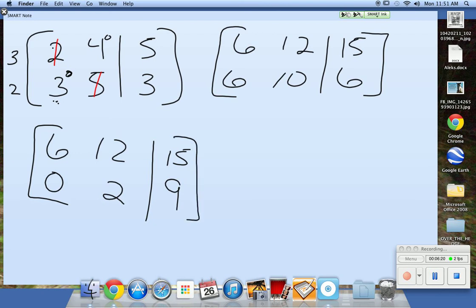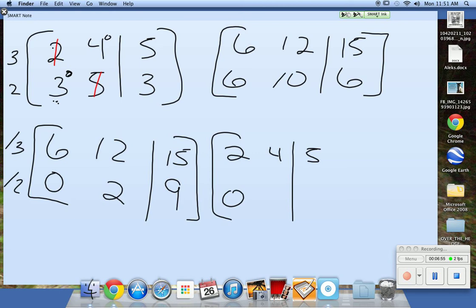Now here's another rule you can use. I can divide this through by 2 if I wanted to. Just like I multiplied this one by 3, I can divide it by 3 again. So if I divide this one by 3 and this one by 2, I'm going to come up with 2, 4, 5. Notice it's the same line as what I did before I divided through. And this one is going to come up with 0, 1, 4.5. That's what I want, I want a 1 there.